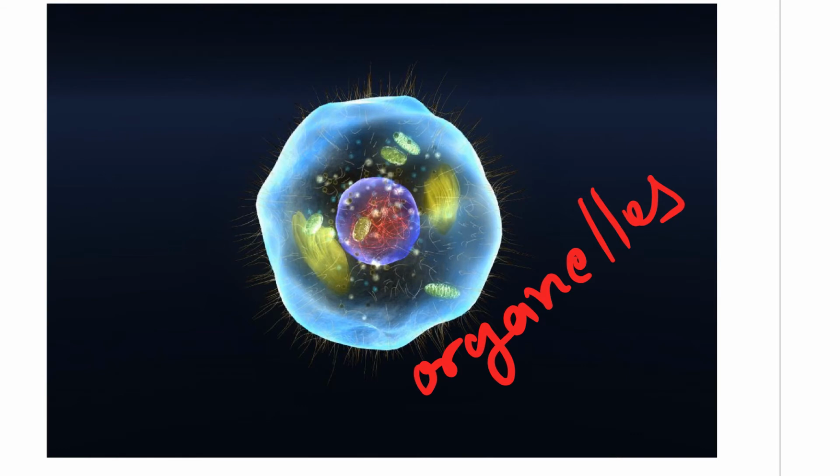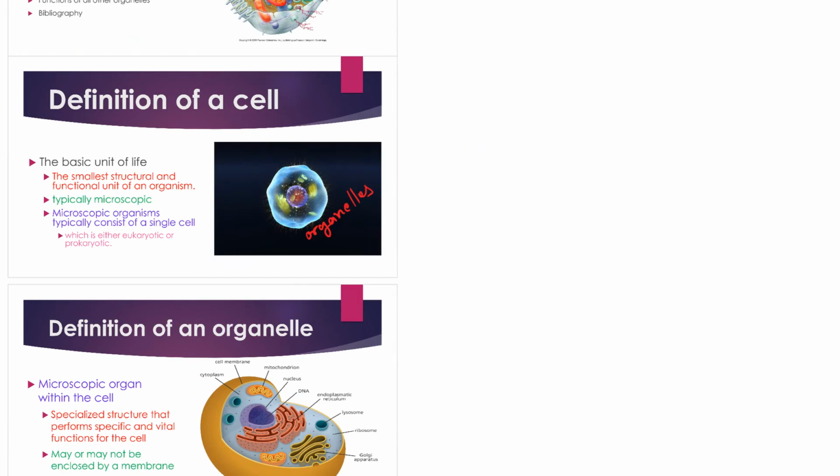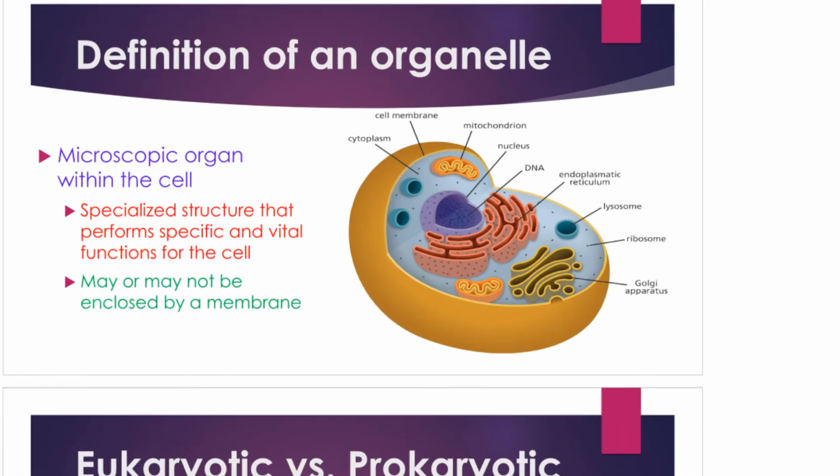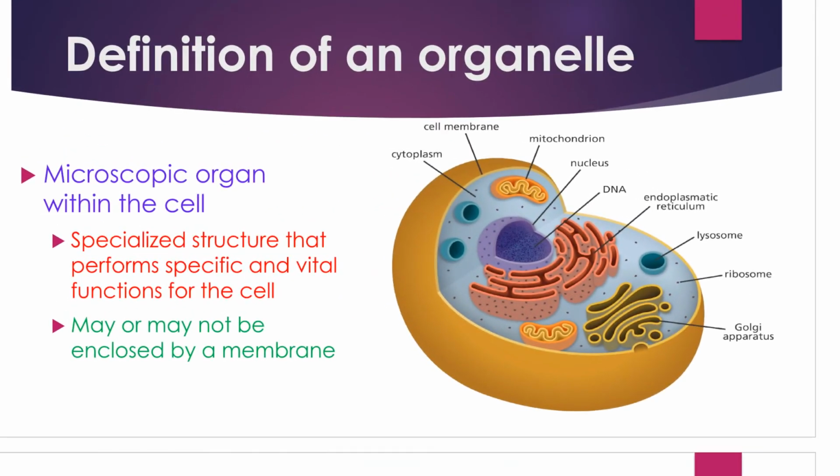Organelles are small organs inside of the cell. Just like the human body has different organs that perform different functions vital for the survival of the human being, the organelles of the cell are vital organs for the cell. They are microscopic because they have to be small enough to fit into the cell. And they are specialized structures that perform very important functions for the cell.